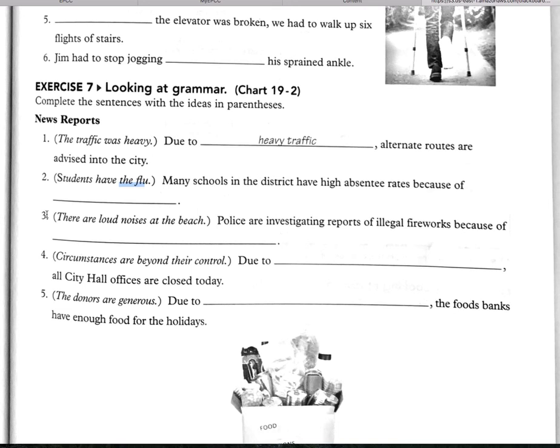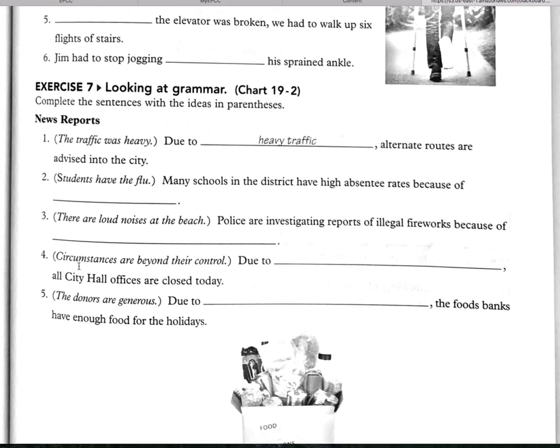All right, let's look at number 3. There are loud noises at the beach. Okay? Police are investigating reports of illegal fireworks because of, here's your prepositional phrase, because of, so we know we're going to use a noun object, because of, and the response is going to be loud noises at the beach. Loud noises at the beach, right here.